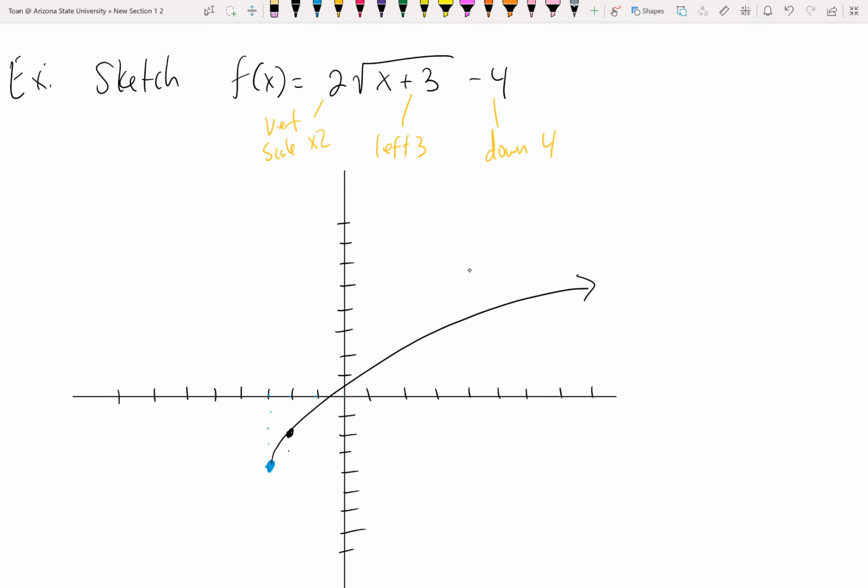But that's sketching square root functions. It's like sketching any other function, sketching quadratics, sketching absolute values. It's just reading the equation for the transformation and moving your starting point. So go ahead and give it a practice.